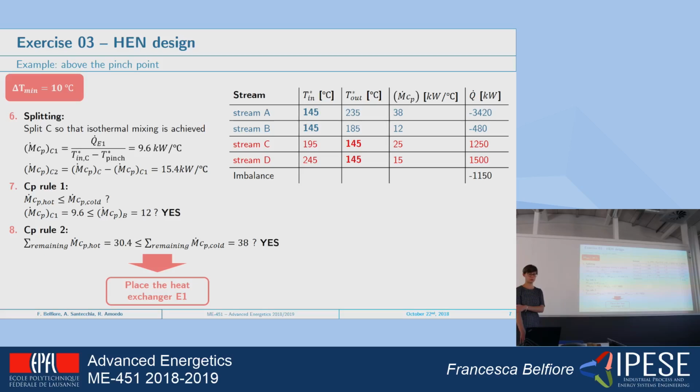And now we have to understand how to split C. And we have the second rule that tells us that we would like to have isothermal mixing after the heat exchanger. So we basically keep the temperature difference of stream C, from the inlet to the pinch point. And in this way, we can compute the heat capacity of C1 of this stream, and as a consequence also of the remaining stream, because it's just the difference between the starting heat capacity of stream C and the one that we've just split.